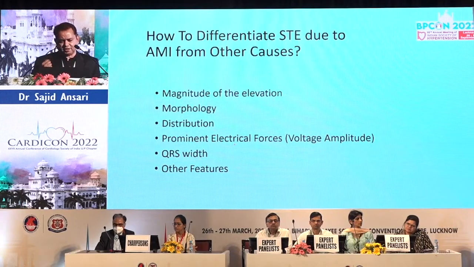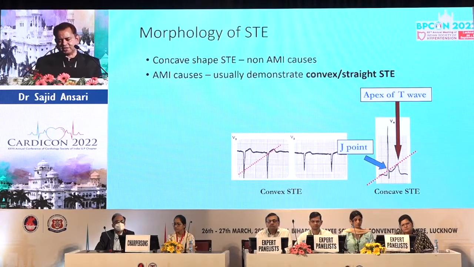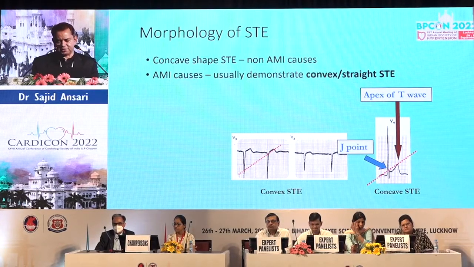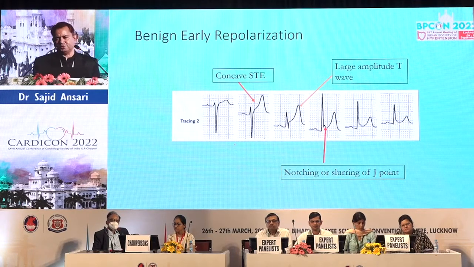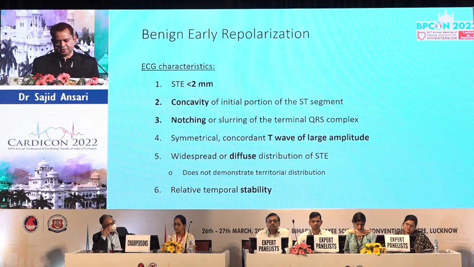We will look at the magnitude of elevation, morphology, distribution, QRS width, and other features. Regarding the morphology of ST elevation, we know convexity upward is characteristic of ST elevation myocardial infarction. If it is concave, it is not very suggestive of STEMI. Then benign early repolarization is there. Characteristics of benign early repolarization: ST elevation less than 2 mm, concavity of the initial portion of the ST segment, notching or slurring of the terminal QRS complex, symmetrical concordant T-waves of large amplitude, widespread or diffuse distribution of ST elevation, and relative temporal stability.